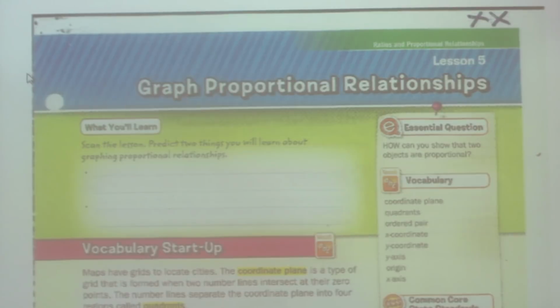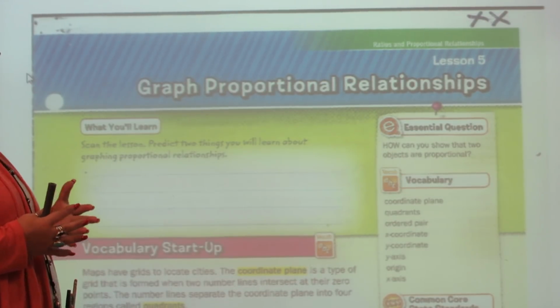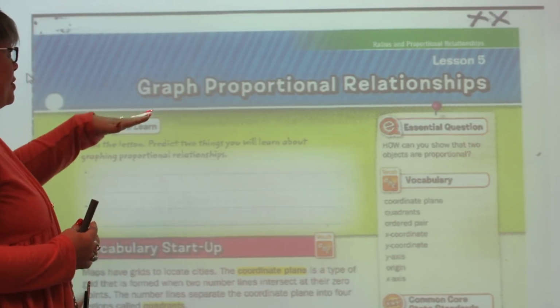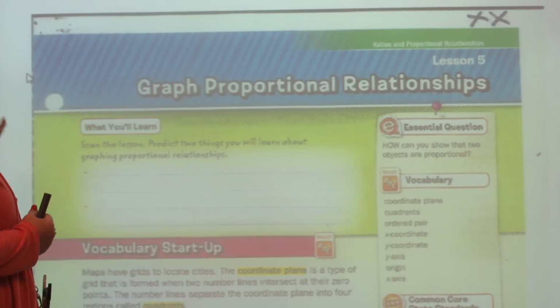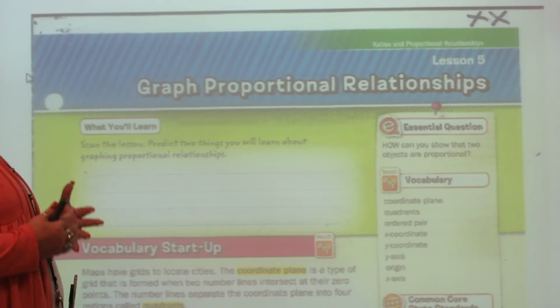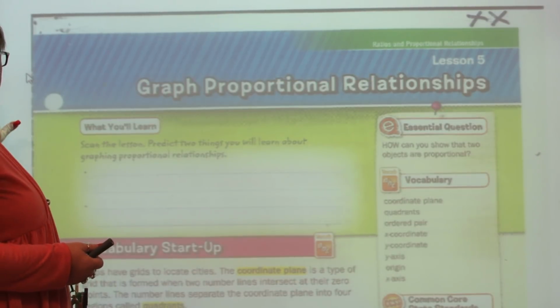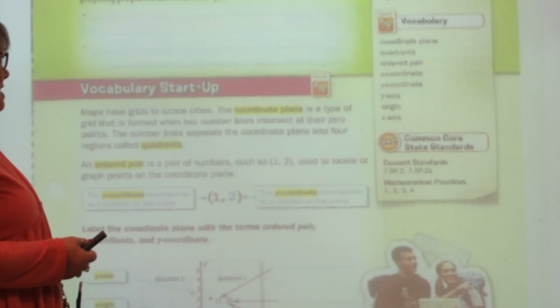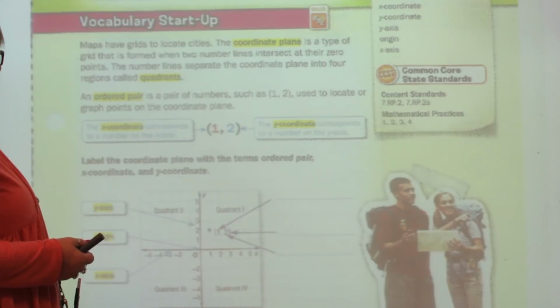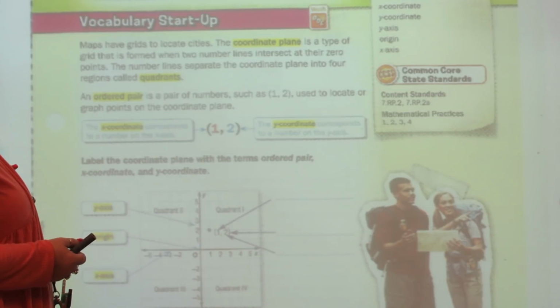Time, guys, we're going to talk about graphing proportional relationships. We talked about tables with proportional relationships. And in a table, we said that the unit rate remained the same. So we need our unit rate always to remain the same. Let's talk about the coordinate plane first.